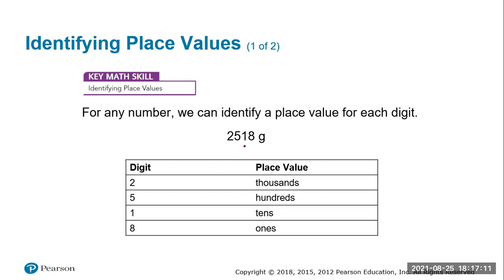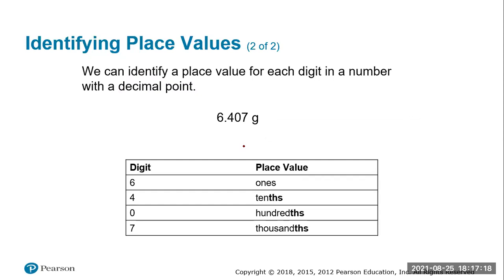The 2 is the thousands place in this case, then hundreds, tens, and ones places as we come through here. In 6.407, the 6 would be the ones place, and this is the tenths place, right? Then hundredths and thousandths places when we talk about decimals. Basically 0.1, 0.01, 0.001. So basically the tenths place, hundredths place, and thousandths place as you come through here.